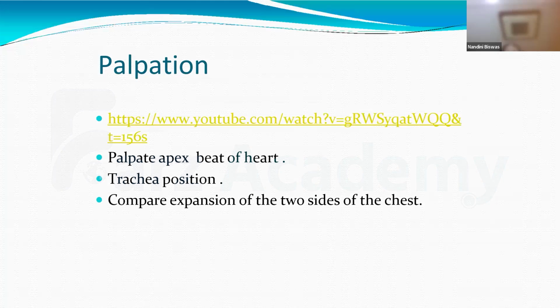So amongst the palpation, I'll go through this again. I'll go through this in a stepwise fashion. Don't forget to palpate for the apex beat and the tracheal position. Very, very important.